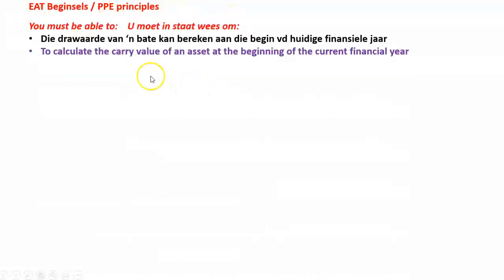Good. The first thing that we want to know is what principles are involved when we're talking property, plant and equipment. You must be able, number one, to calculate the carry value of an asset at the beginning of the current financial year. And there are a few very important words just in that small sentence. The first one is carry value of an asset. Now, what is the carry value of the asset? That is the cost price of the asset less the accumulated depreciation of the asset.